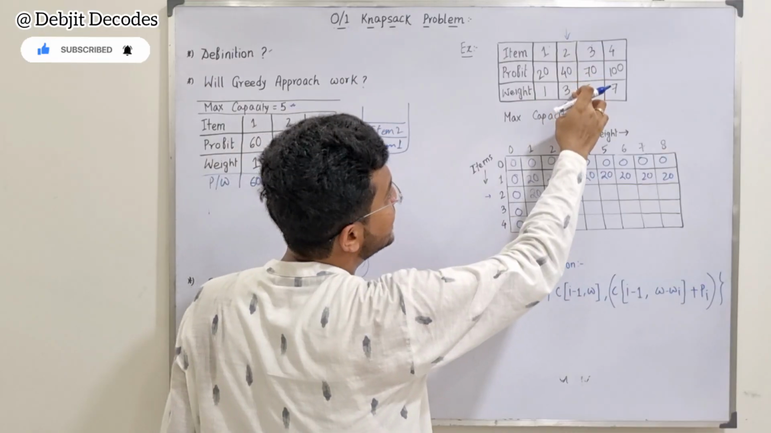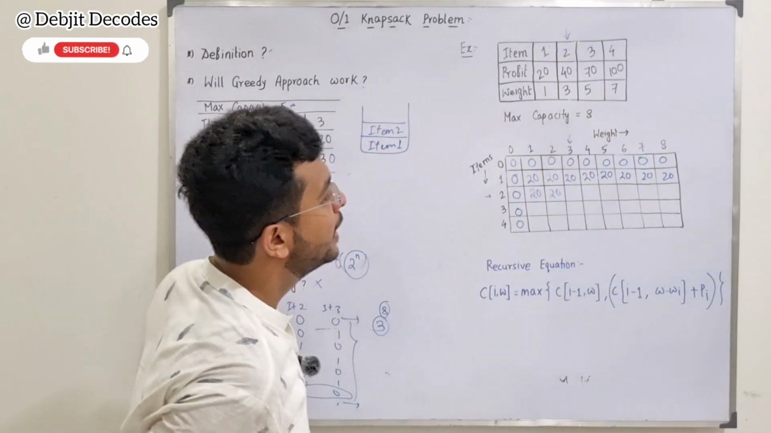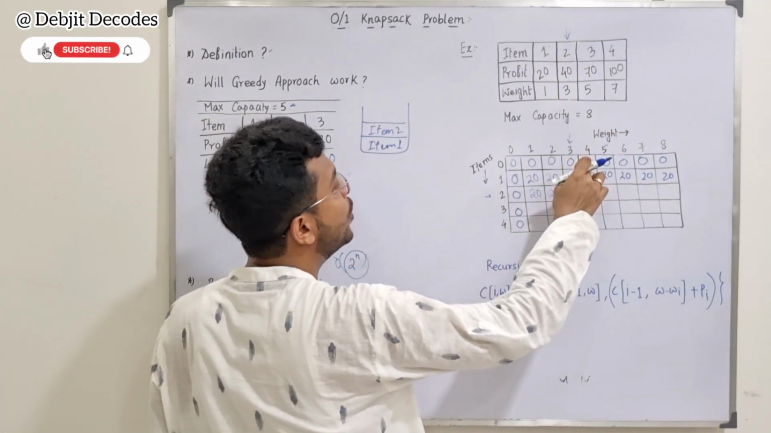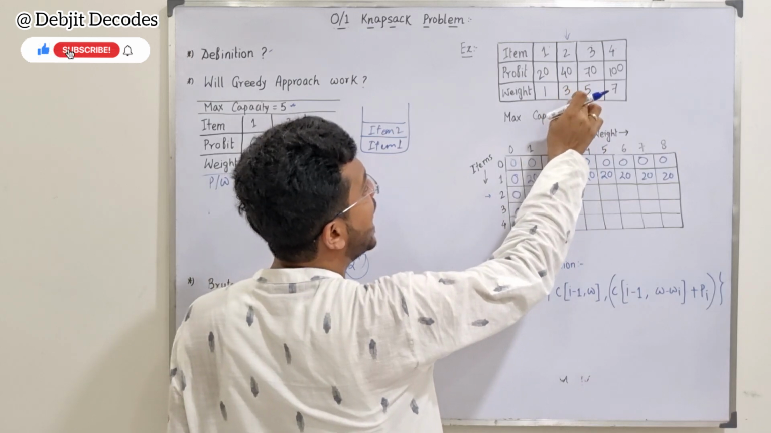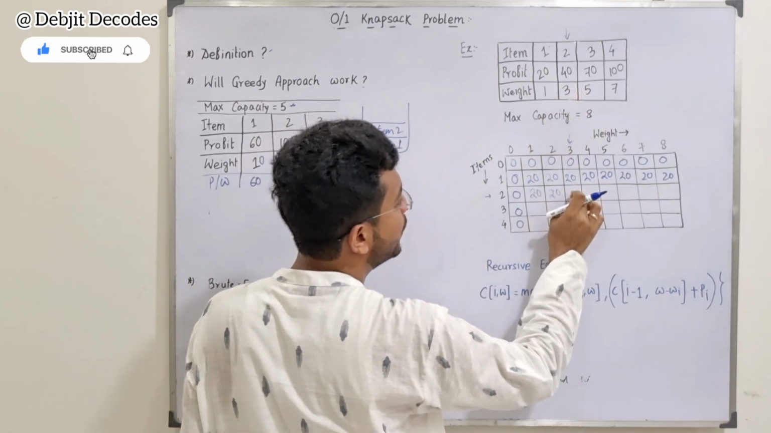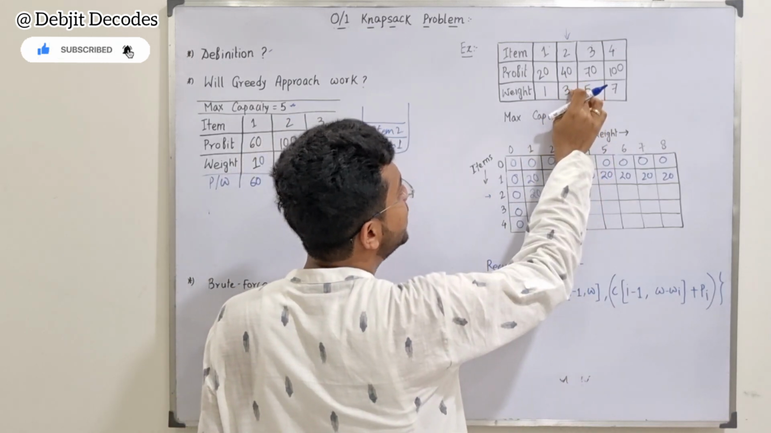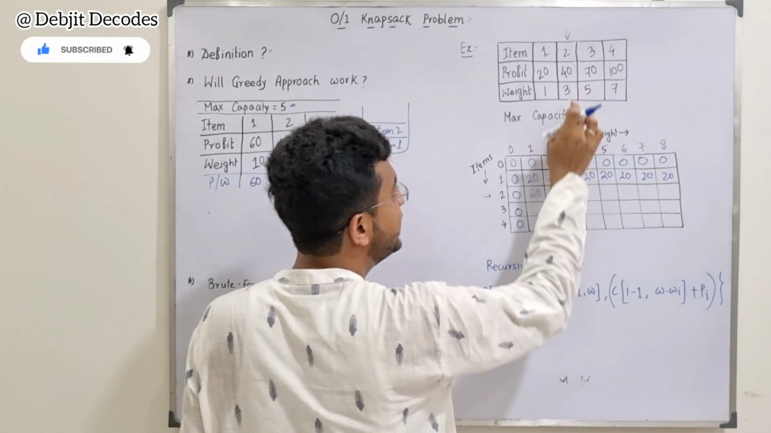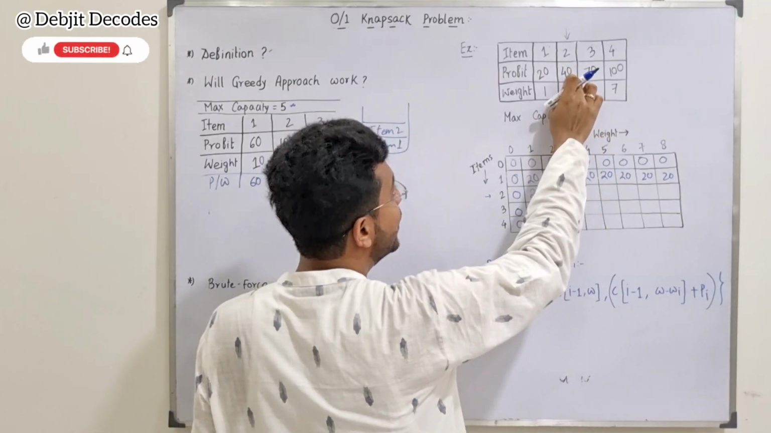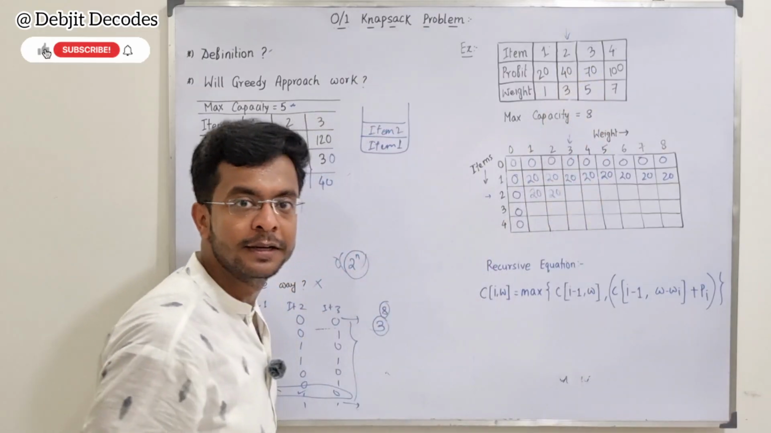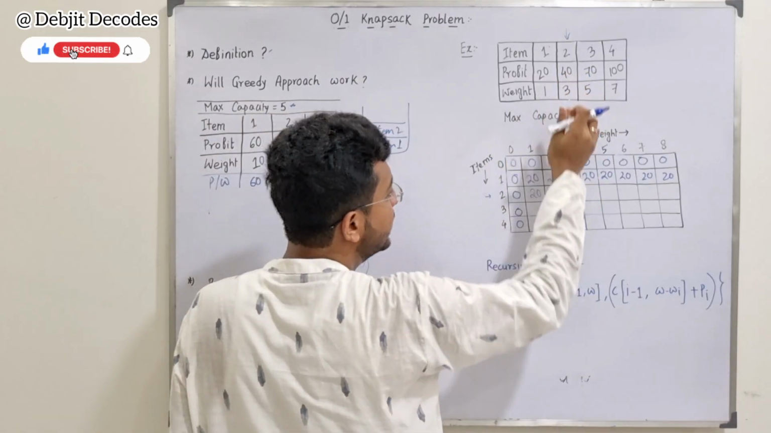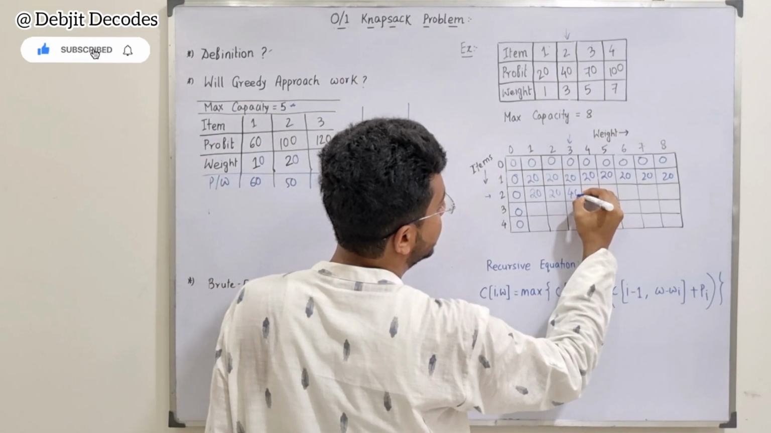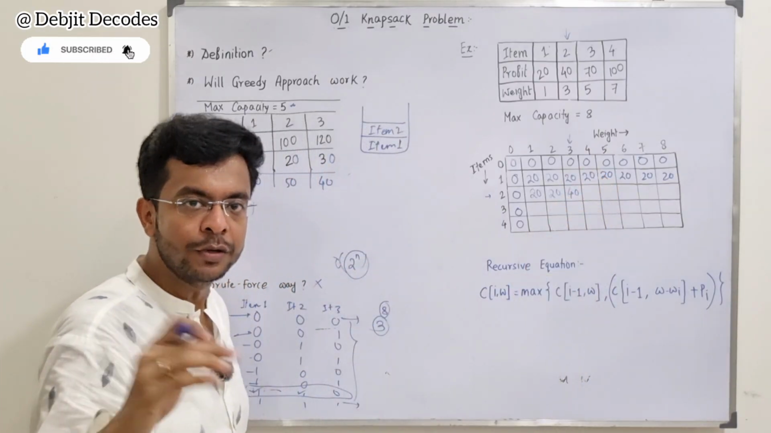When the max capacity becomes 3, the top value was 20. But now item 2 can sit over here, because the weight of item 2 is 3 and the capacity of this cell is 3. So it can sit. If it can sit, what is the profit it is giving? 40. So it can simply be 40, because 40 is greater than 20. So 40 will be replaced.